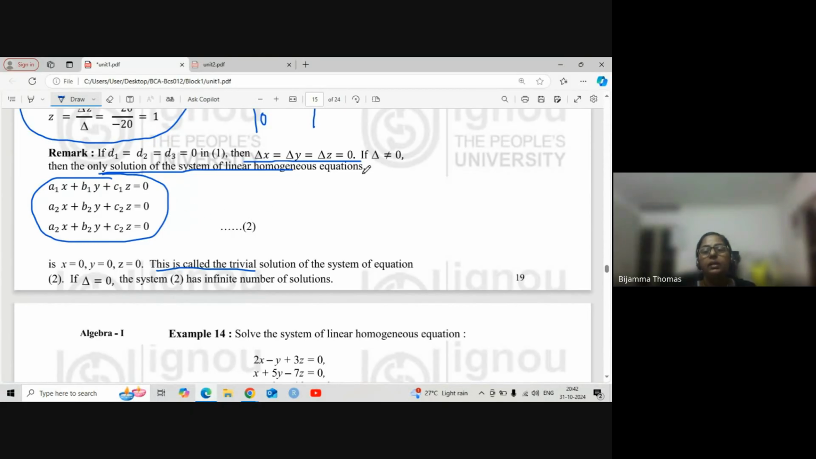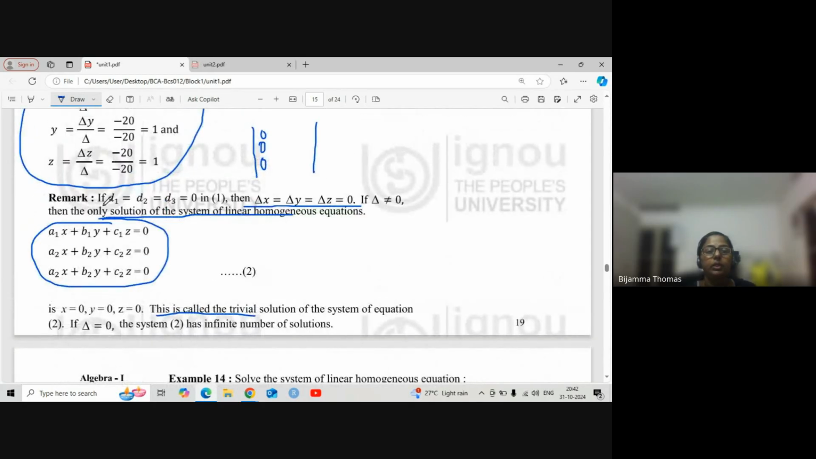When we have a homogeneous system of equations, that is, when the right hand side constants are 0, first check whether delta is non-zero. When delta is not equal to 0, you write x equal to 0, y equal to 0, z equal to 0 as the solution. This is the unique solution.